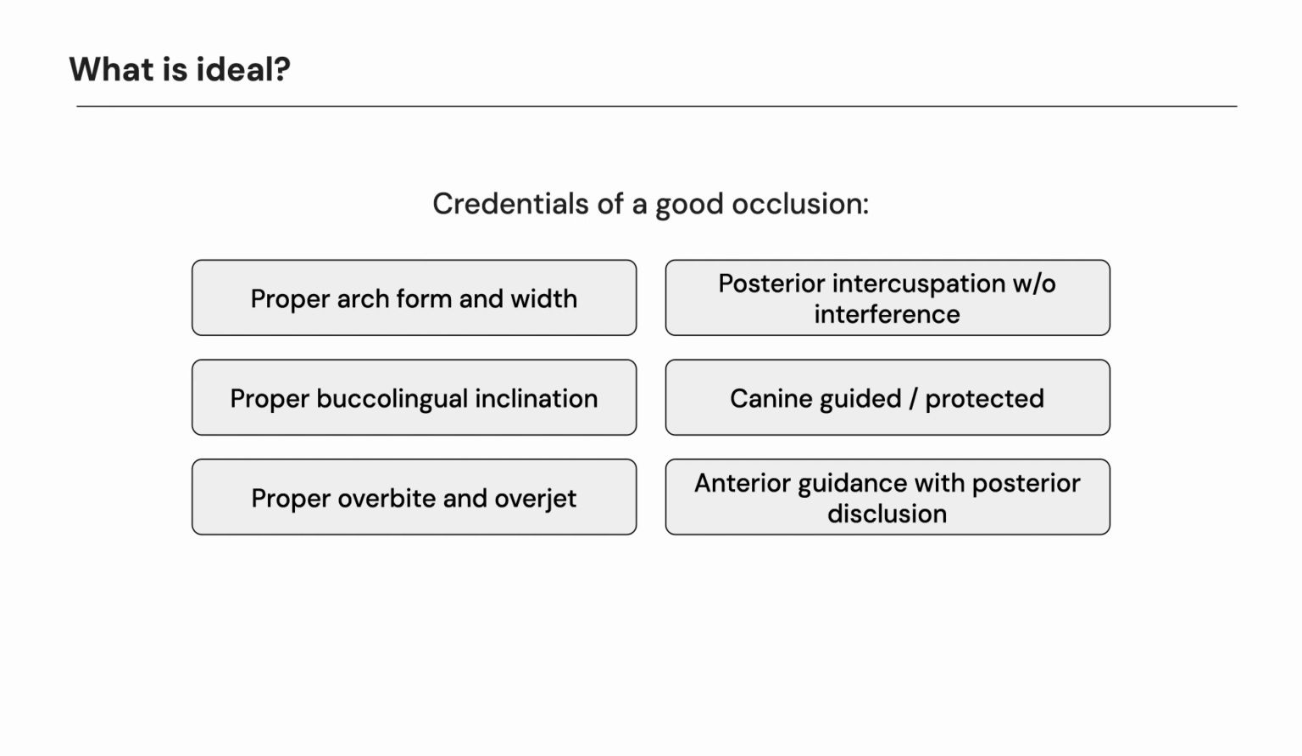Last thing is that we want to have anterior guidance with posterior disclusion. That means when they're going for that corn on the cob movement or sliding the bottom jaw forward, as they do that, the back teeth should all come apart. Nothing should touch. That's called posterior disclusion. Super important for being able to keep things healthy and not have them break down, right? We don't want those cusps to break down.